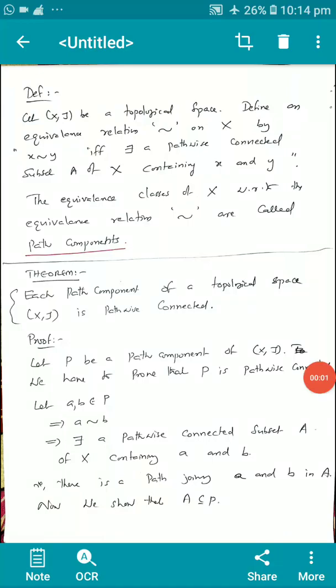Dear students, I am giving the 9th video on topology. And initially we start with a definition, that is, what the path components are. What do you mean by path components?